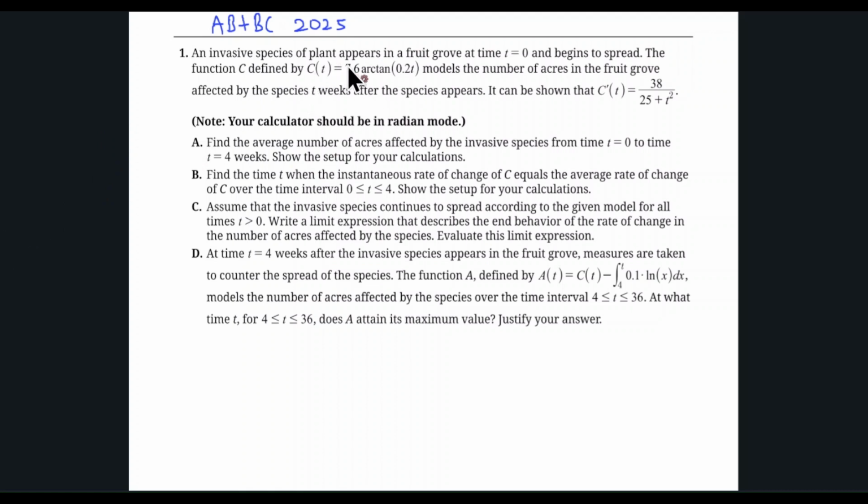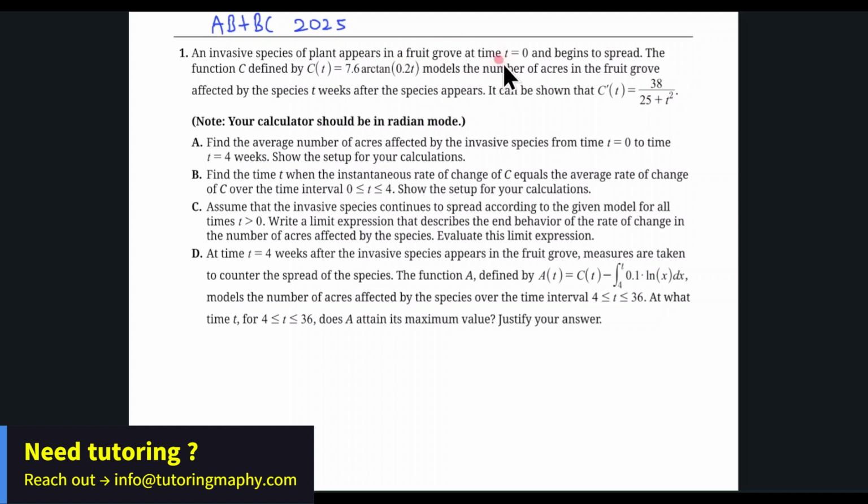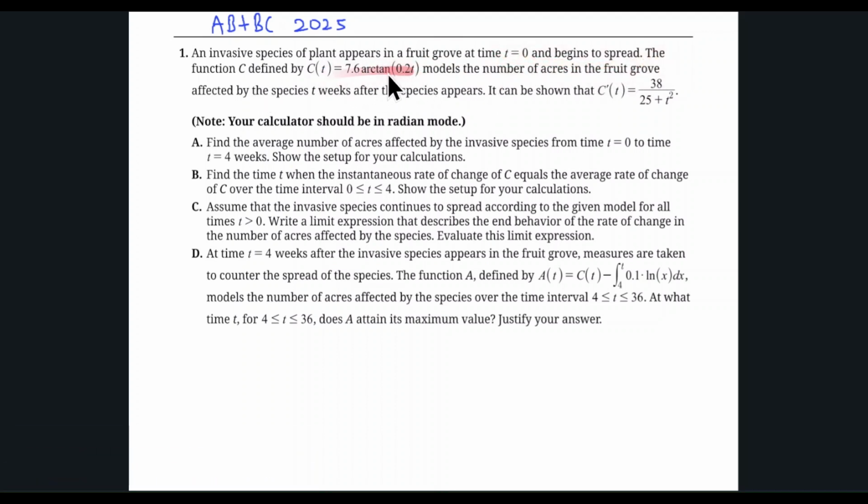An invasive species of plant appears in a fruit grove at time t equals 0 and begins to spread. It's spreading according to a function that describes how the number of acres of the fruit grove is affected, and its derivative is also given. The first question, and this is calculator active by the way, is to find the average number of acres being affected from 0 to 4 and show the setup.